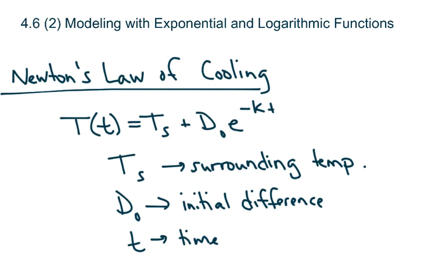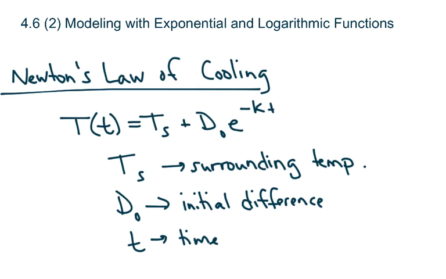In the second half of section 4.6, modeling with exponential and logarithmic functions, we're going to talk about some special exponential and logarithmic functions. The first one we're going to tackle is Newton's law of cooling. Newton's law of cooling basically says if you have a hot liquid like a cup of coffee and you take the coffee out of the urn, so it's now off the burner, you pour it into your cup, the longer it sits out, it's going to cool.